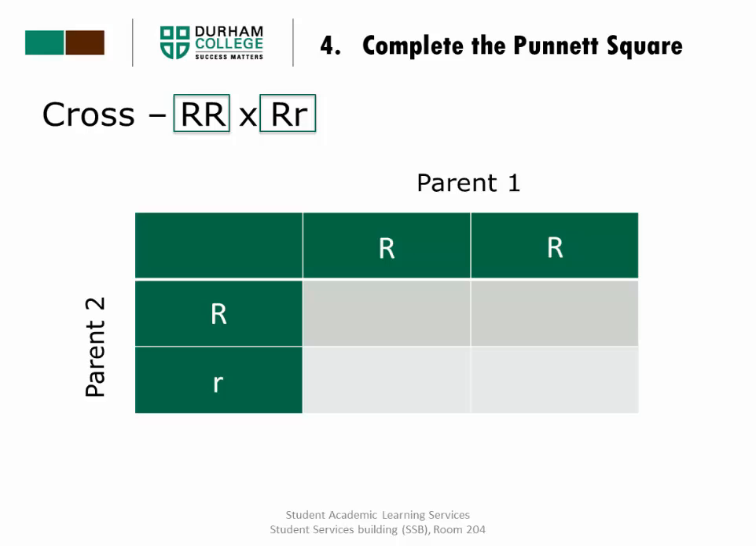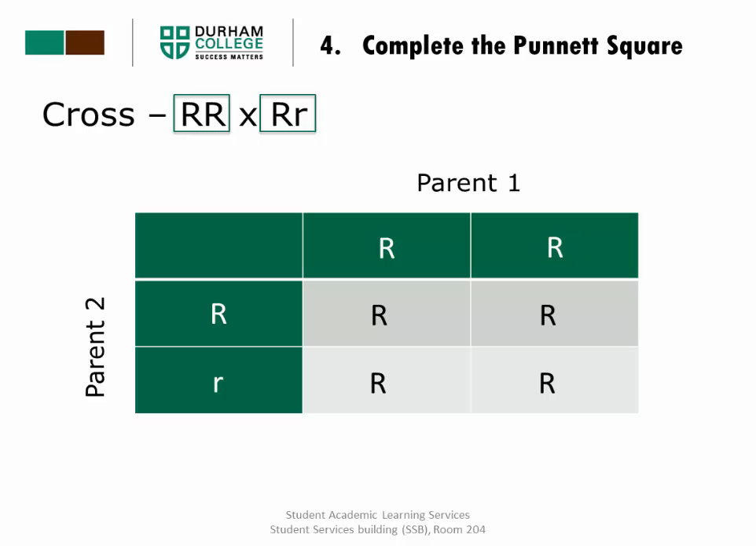We complete the Punnett square by taking the first capital R from parent 1 and placing it in the squares below. For the second allele, we do the same, placing the capital R in both squares below that letter. We have now included parent 1's alleles in each of the offspring squares. However, each offspring is a combination of one allele from each parent, so we need to continue to parent 2.